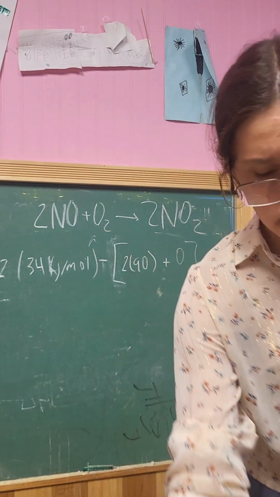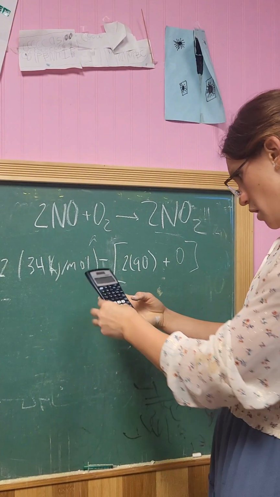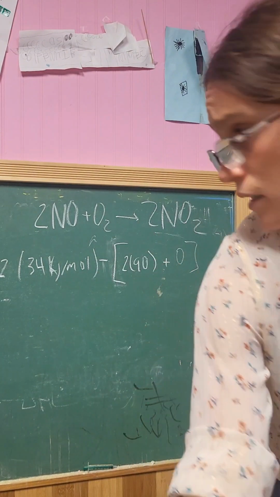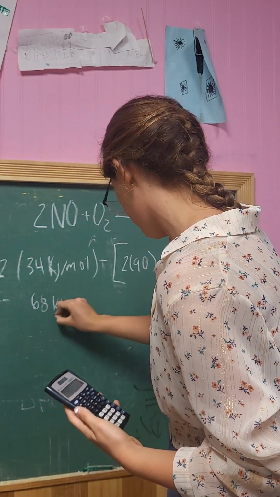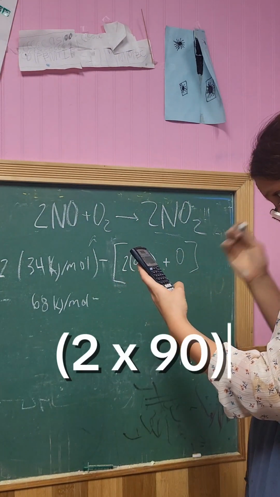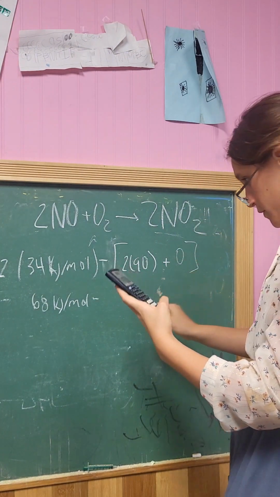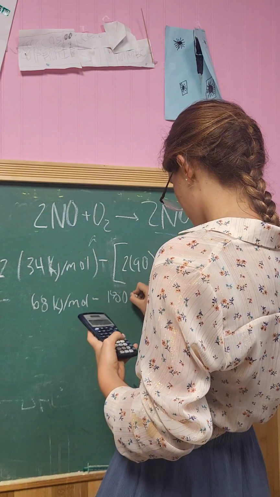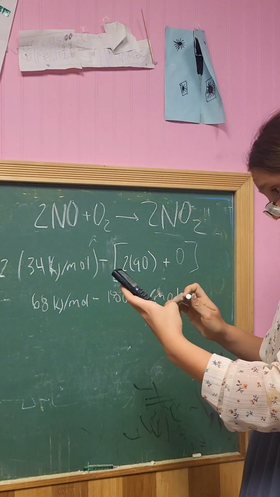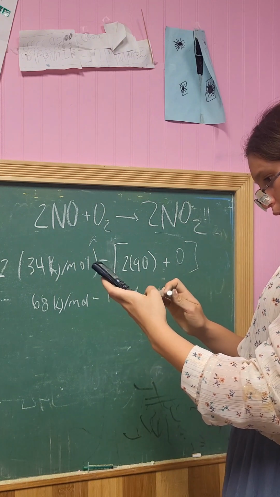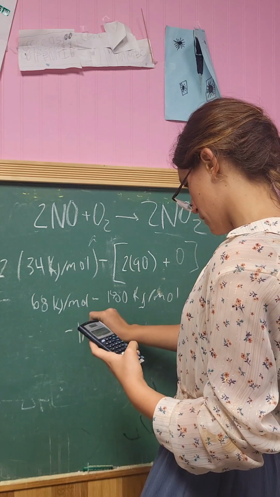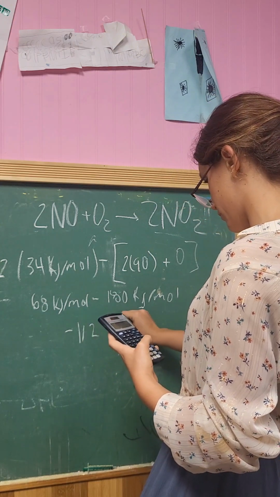So now, again, basic math. Multiply 2 times 34, which equals 68, minus 2 times 90, which gives us 180. Now 68 minus 180 is negative 112 kilojoules.